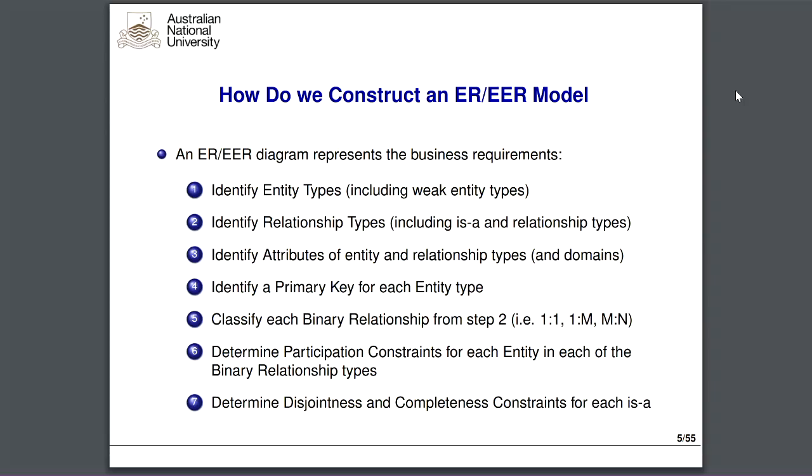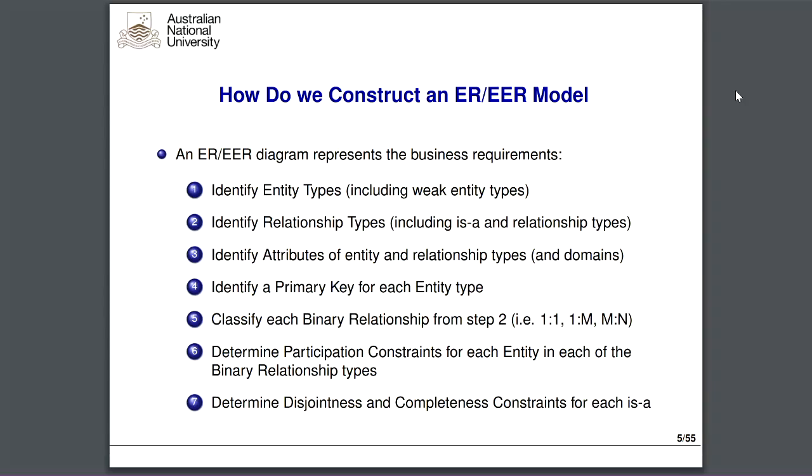Now, you may take a further look at this 4th item here: identify a primary key for each entity type. Why did we not mention that we want to identify a primary key for the relationship types, right? Like the first 2 steps, we want to identify these two parts, right? So why is it that we don't specify that we want to identify a primary key for the relationship data? Any thoughts? Why is that?